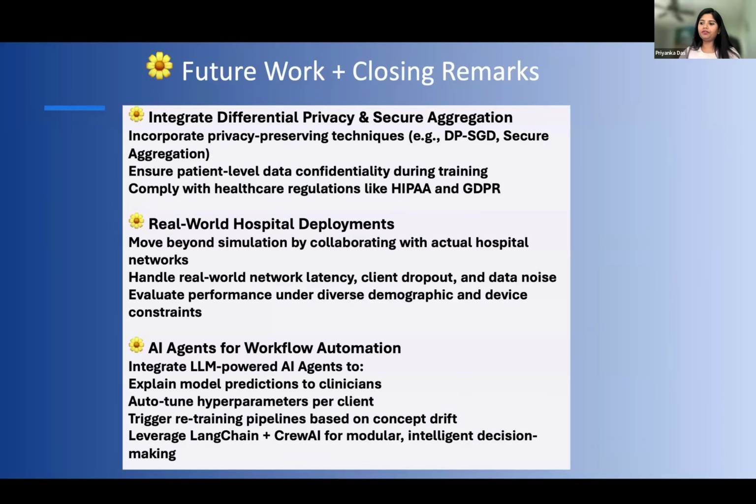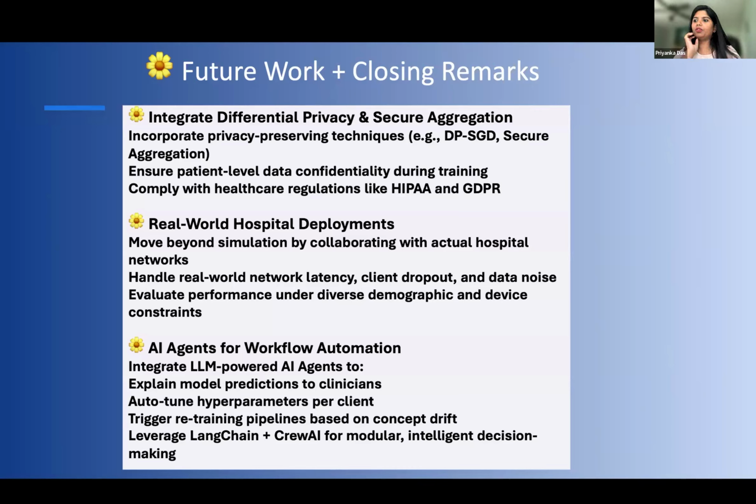Finally, let me walk you through the future directions for this project. First, I plan to integrate differential privacy and secure aggregation techniques like DPSGD and secure multi party computation. This will help ensure patient level data confidentiality during training, which is essential for complying with strict healthcare regulations like HIPAA and GDPR. Privacy wasn't implemented in this version of the study, so that's a key area for improvement.